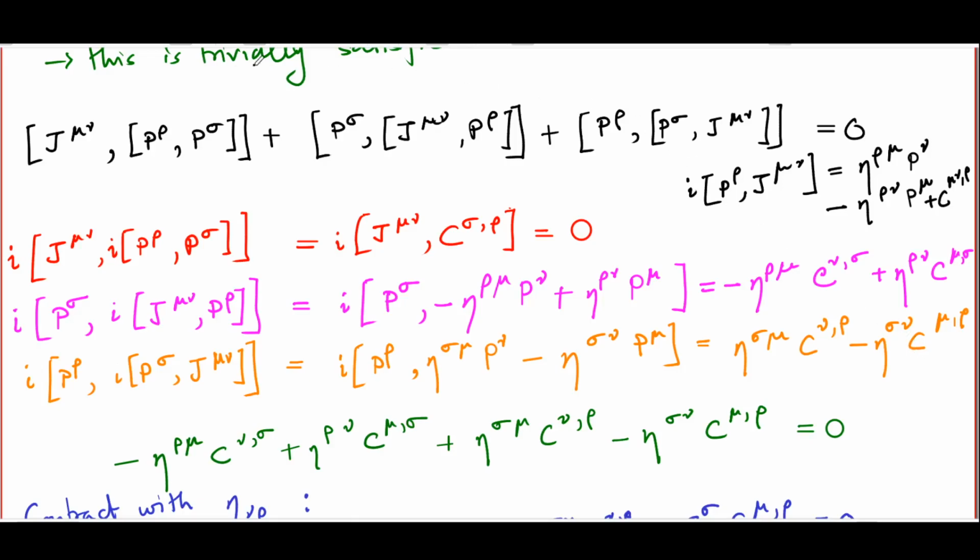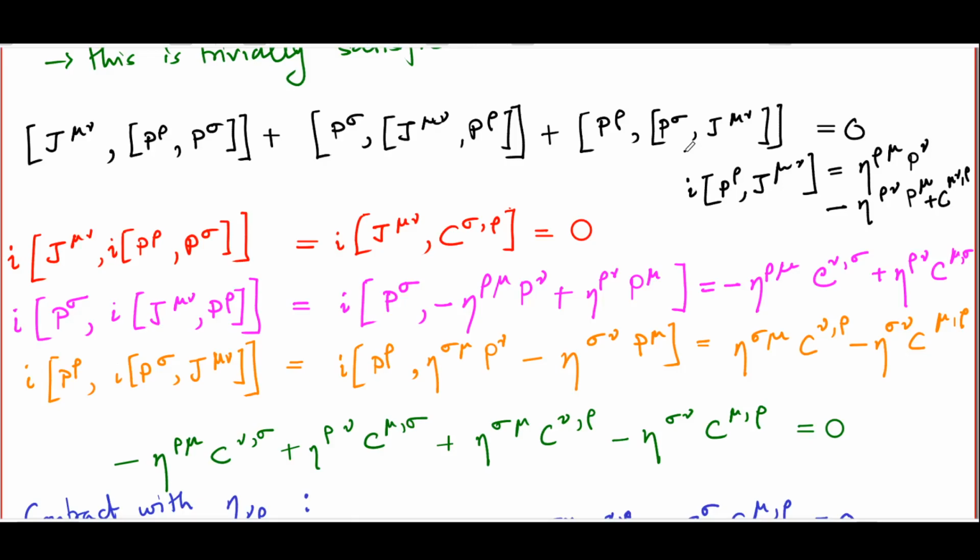So now the sum total of all these three is 0, and therefore we get this particular relation. Minus eta rho mu c nu comma sigma plus eta rho nu c mu comma sigma plus eta sigma mu c nu comma rho minus eta sigma nu c mu comma rho equals 0. So the first of these two terms, of course, come from the second commutator bracket here, and the other two terms come from the third term out here. So this is the condition that our C's must obey.